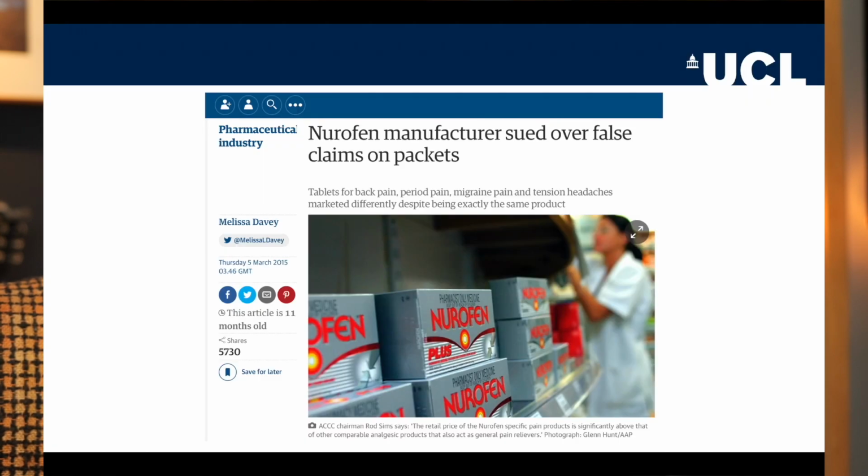Incidentally, the makers of Nurofen, Reckitt Benckiser, were sued in Australia a few years ago because they were selling what was the same tablet but branded differently for different prices. Unsurprisingly, they lost the case.